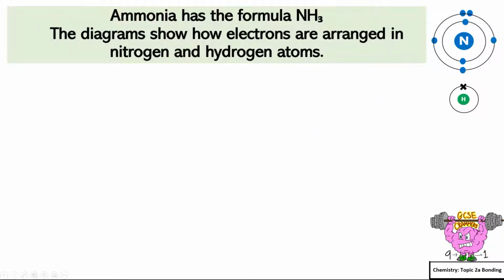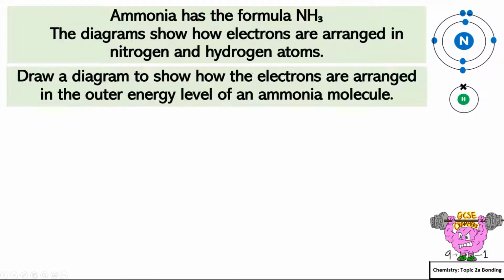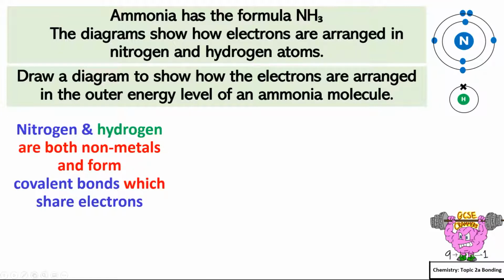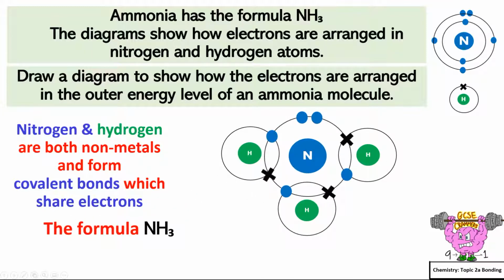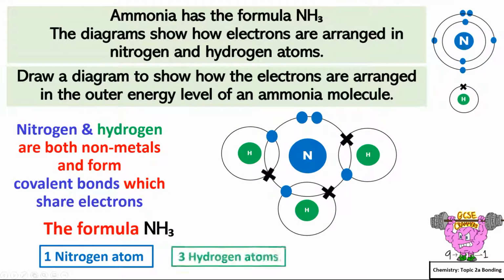Ammonia has the formula NH3. The diagrams show how electrons are arranged in nitrogen and hydrogen atoms. Draw a diagram to show how the electrons are arranged in the outer energy level of an ammonia molecule. Nitrogen and hydrogen are both non-metals and form covalent bonds which share electrons. The formula NH3 tells us there is one nitrogen atom and 3 hydrogen atoms.